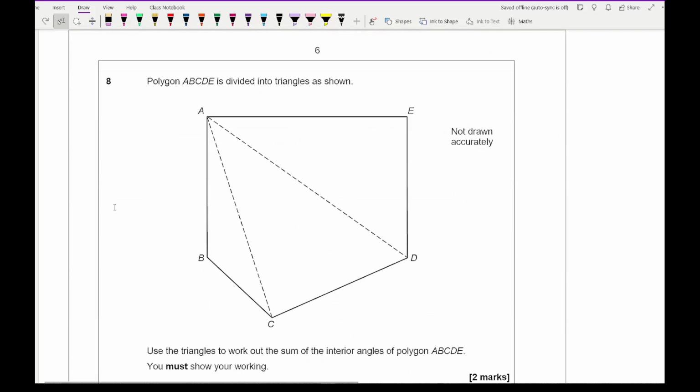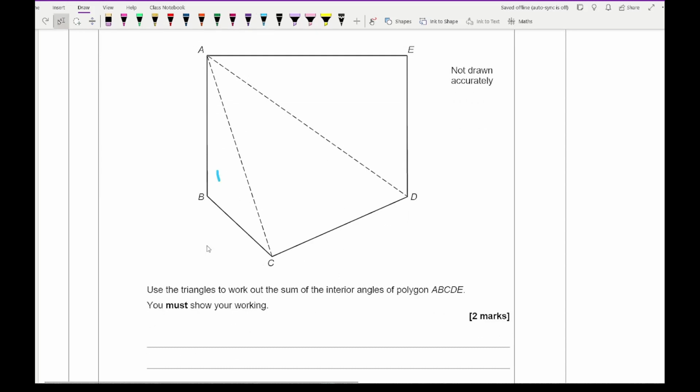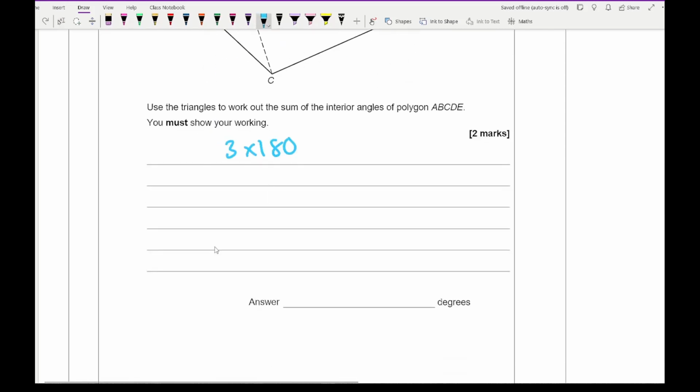Now for question 8, it says that the polygon ABCD is divided into triangles as shown, and it says use the triangles to work out the sum of the interior angles of the polygon. So each triangle is 180. So if I just simply multiply 180 by 3, I get an answer of 540.